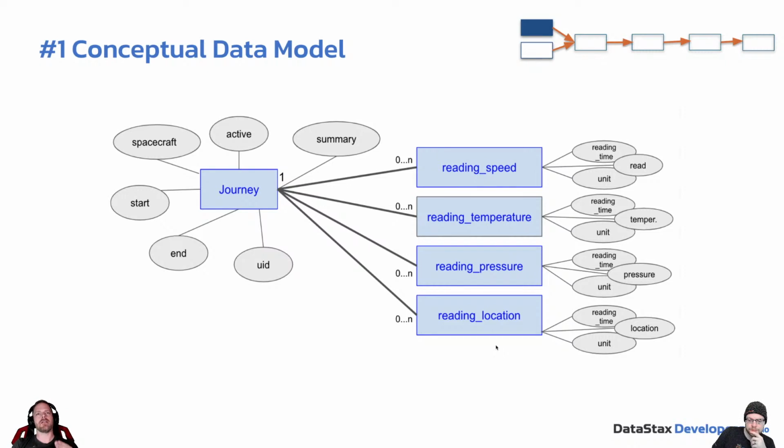What we're saying here is there is a one-to-many relationship between a journey and, say, reading speed. So for any one journey, I could have 0 or n number of reading speeds. That's what we're saying there. So we've already identified a lot of information, right? We've marked out multiple entities. We have properties for those, and then we're marking out what is the relationship between these particular entities.